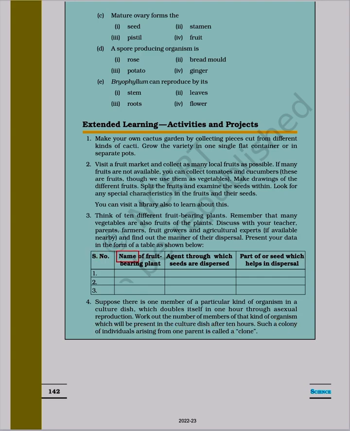Serial number. Name of fruit-bearing plant. Agent through which seeds are dispersed. Part of fruit or seed which helps in dispersal. 1. 2. 3.